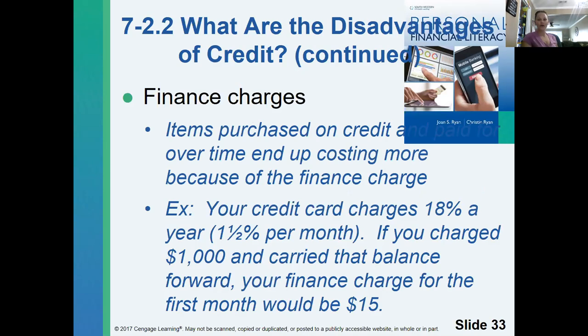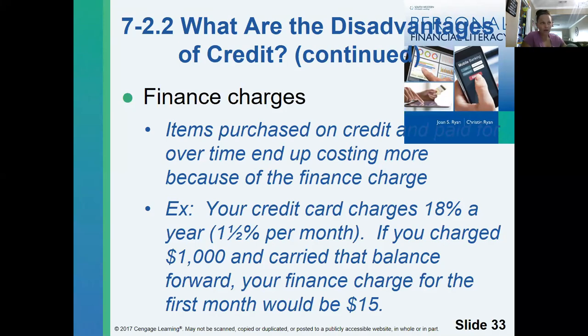So for example, if your credit card charges 18% a year, that's 1.5% per month. They divide it by 12. So if you charge $1,000 and carry that balance forward, that means you didn't make a payment on it. Your finance charge for the first month would be $15. So if you paid it back after the first month, you're paying $1,015, even though it was only a $1,000 purchase. And then every month thereafter that you don't pay that full $1,000, you're paying extra in interest on that item.